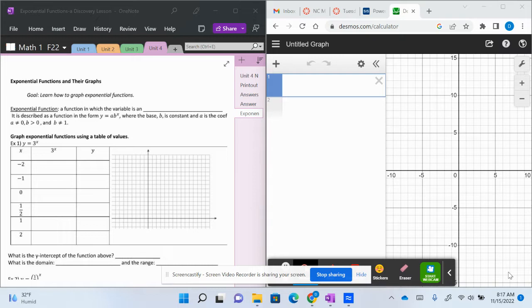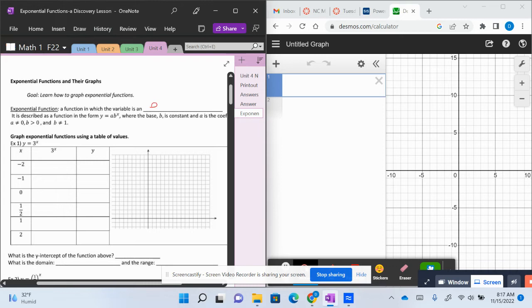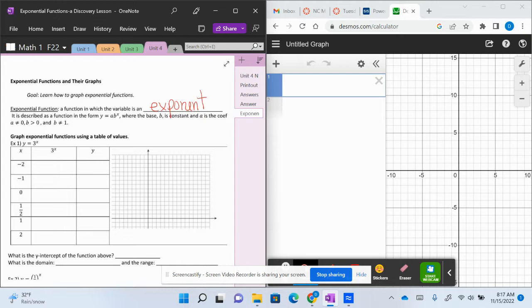It says, an exponential function is a function in which the variable is, well, we're going to fill this in. An exponential function means that the variable is an exponent. It's described as a function in the form y equals a times b to the power of x, where b is the base and a is the constant. So a cannot be 0. That's the only rule. A can't be 0 and b has to be greater than 0, but not equal to 1, because if it's 1, it doesn't change.